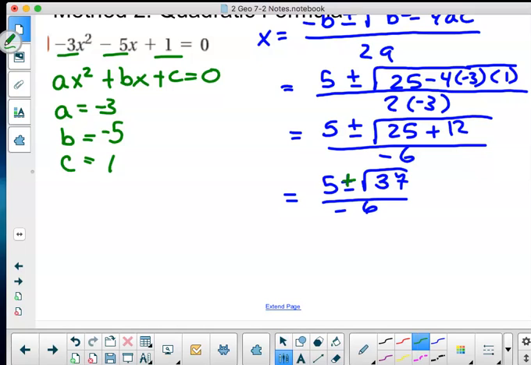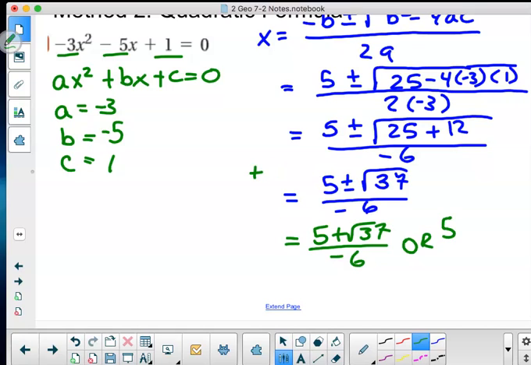Okay, let's talk about the plus version. So I've got 5 plus the square root of 37 all over -6, or I have 5 minus. Now let's talk about the minus version. The minus version is 5 minus the square root of 37 all over -6. Notice the things that just changed.